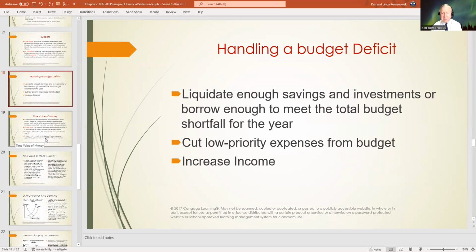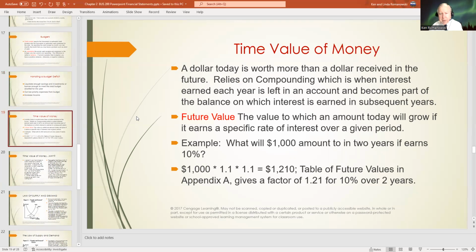So that's enough talking now about a budget deficit. So a concept that I'm going to introduce to you now, and we're going to review it later on, especially when we're talking about investments, something known as the time value of money. $1 today is worth more than $1 received in the future.